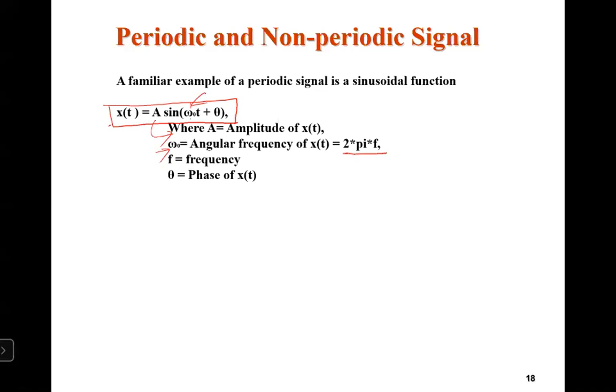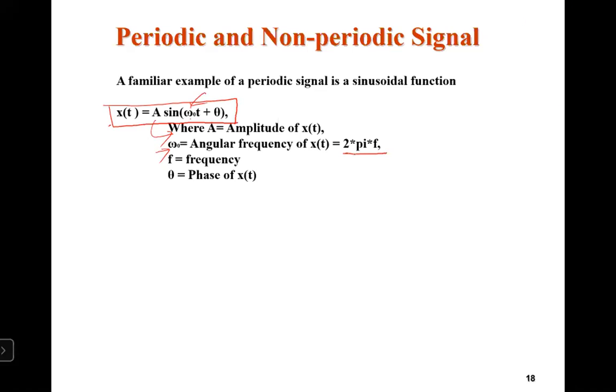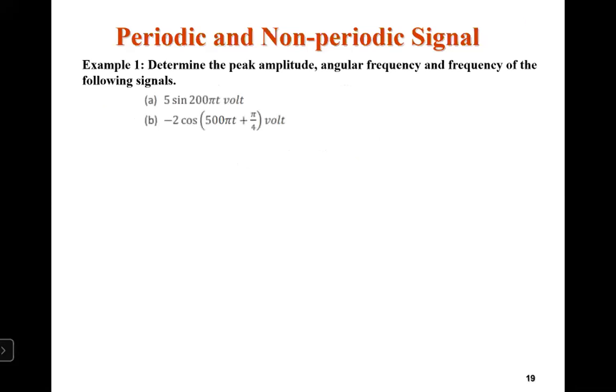Okay, so if you know the angular frequency, you can also calculate the frequency f. Next, theta is the phase of the signal. Phase means how much it has been delayed, or how much it has been lagging or leading. Just one example I'll show, then I'll stop here.